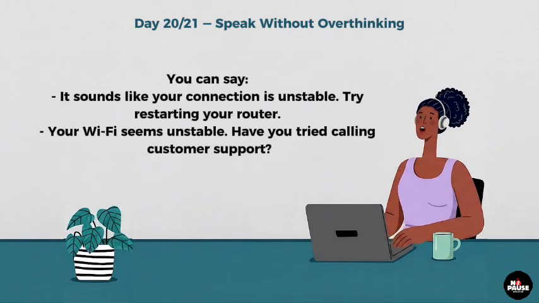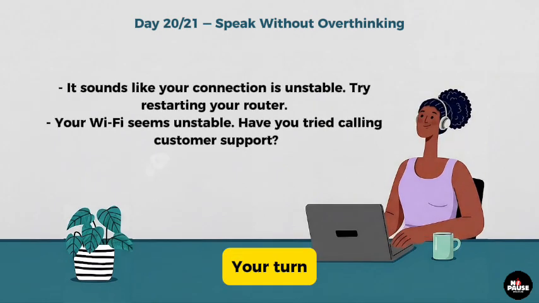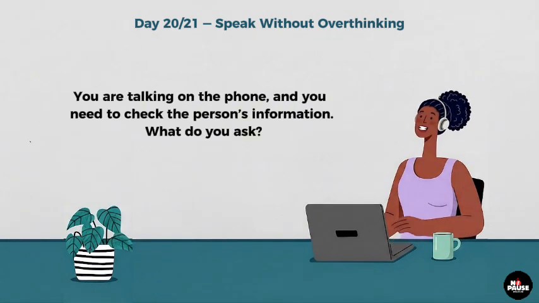You can say, "It sounds like your connection is unstable. Try restarting your router." Or, "Your Wi-Fi seems unstable. Have you tried calling customer support?" Now your turn. How do you describe an unstable connection? You are talking on the phone and you need to check the person's information. What do you ask?